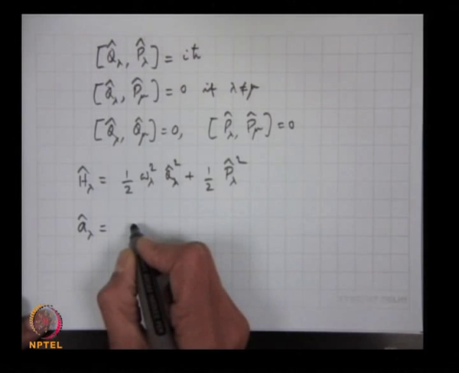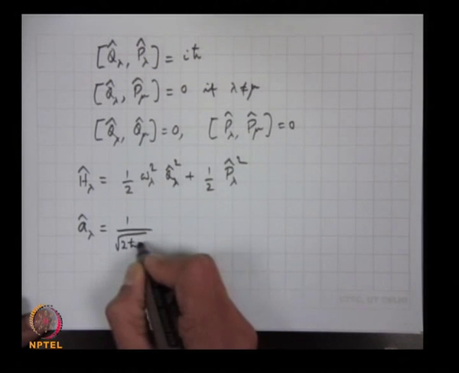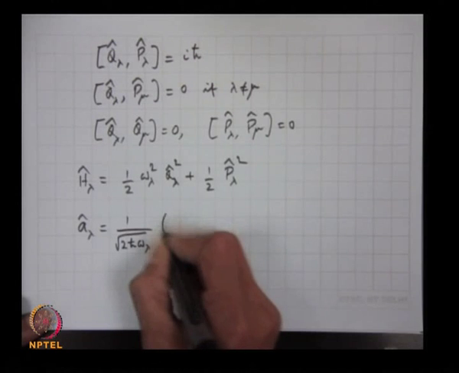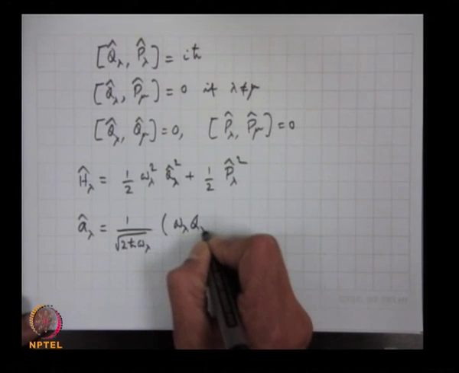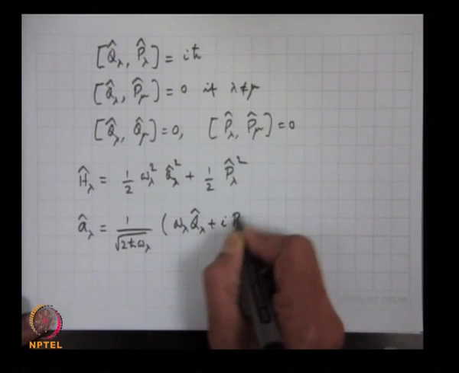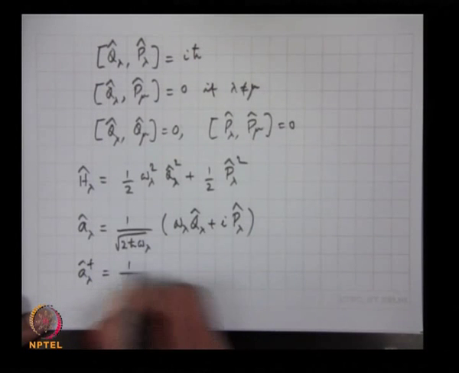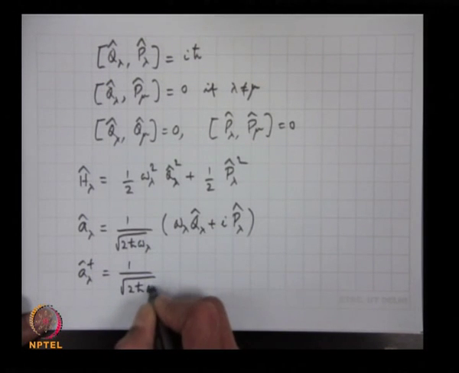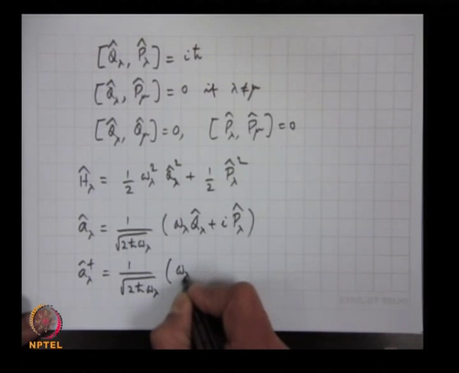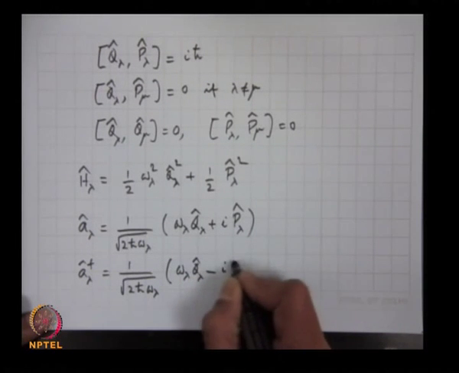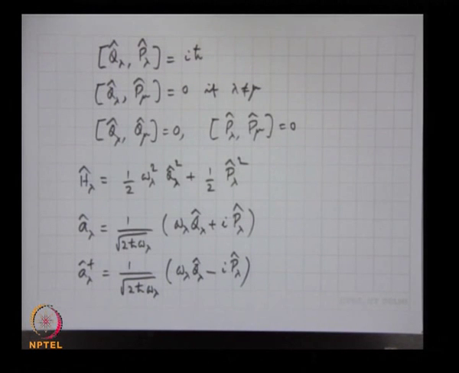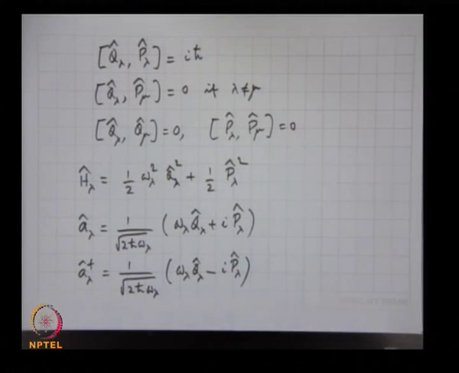a lambda operator is 1 by square root of 2 h cross omega lambda into omega lambda Q lambda plus i P lambda, and a lambda dagger is equal to 1 by square root of 2 h cross omega lambda into omega lambda Q lambda minus i P lambda. Q lambda and P lambda are Hermitian operators, just like position and momentum operators for the harmonic oscillator, and a lambda and a lambda dagger are not Hermitian because a lambda dagger is not equal to a lambda.